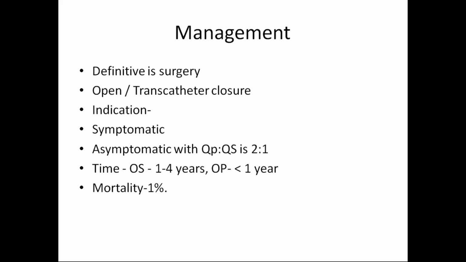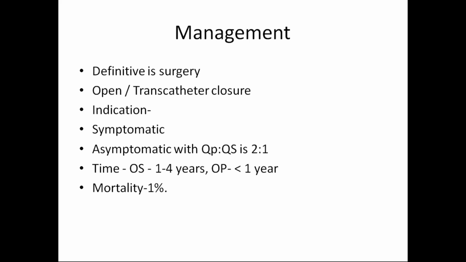And the indications being symptomatic, that is common sense. And in asymptomatic, if the QP to QS ratio is 2:1, where QP means the perfusion of blood to the lungs and QS the perfusion of the systemic circulation. These are supposed to be 1:1.